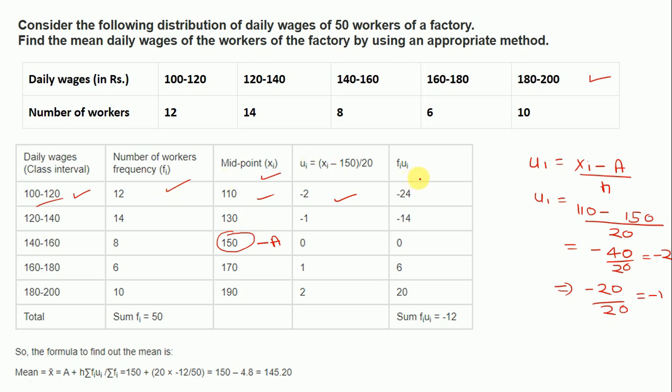just multiply fi and ui and make a separate column to note all the results, and fi ui will come as here, and then find the sum of fi ui, because it is to be used while calculating the mean.